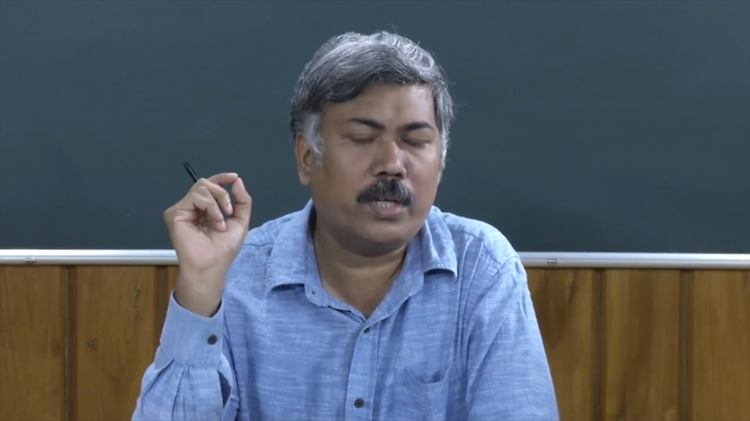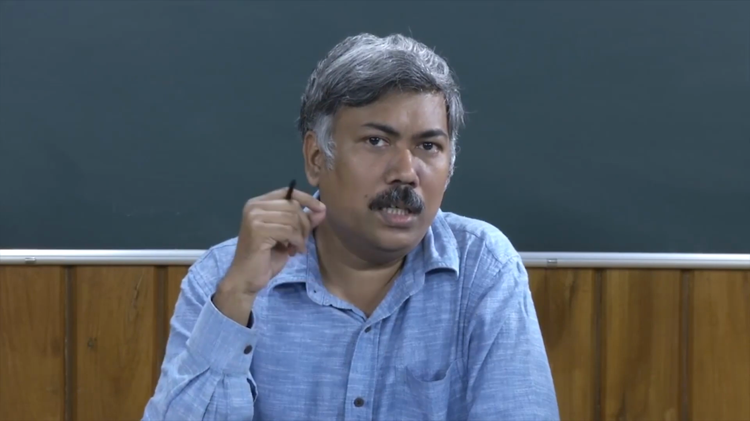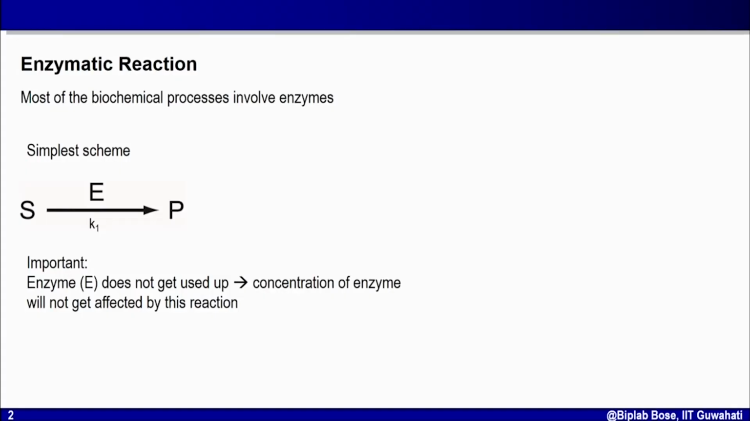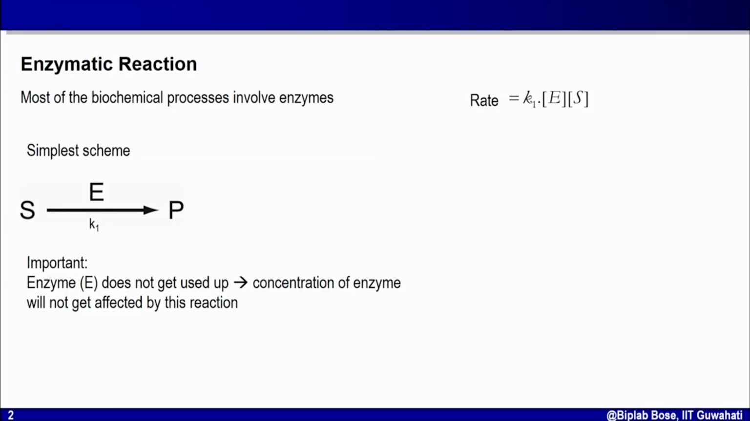That means if I have to write an ODE for the enzyme, I will not include this process in that ODE. Now if we keep that in mind, and if we do not look into any mechanistic aspect of how this particular enzymatic reaction is happening, then I can simply write an ODE which will be very simple, following the law of mass action. Eventually the rate of the process is equal to K1 into E, the enzyme concentration, and the concentration of the substrate S.